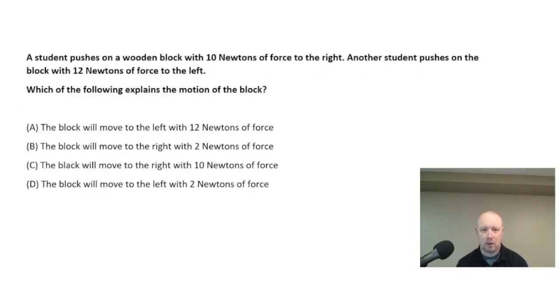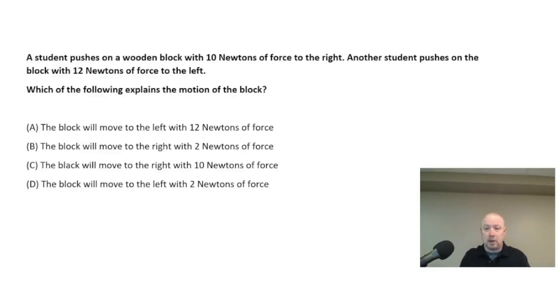A student pushes on a wooden block with 10 newtons of force to the right. Another student pushes on the block with 12 newtons of force to the left. Which of the following explains the motion of the block? Is it A, the block will move to the left with 12 newtons of force? B, the block will move to the right with 2 newtons of force? C, the block will move to the right with 10 newtons of force? Or is it D, the block will move to the left with 2 newtons of force?